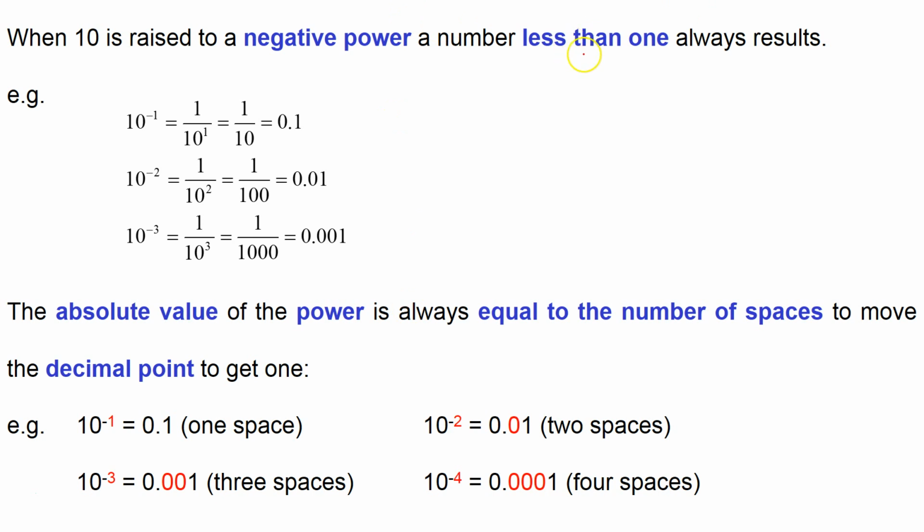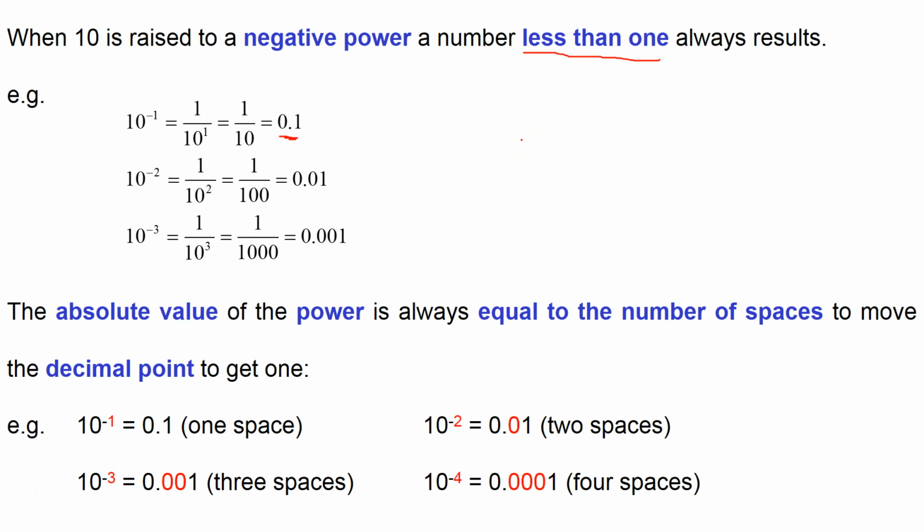When 10 is raised to a negative power, we always end up with a number that is less than 1. We can remind ourselves of this because 10 to the negative 1 really means 1 over 10 to the 1, or 1 over 10, and so that's going to give us a number that is smaller than 1.